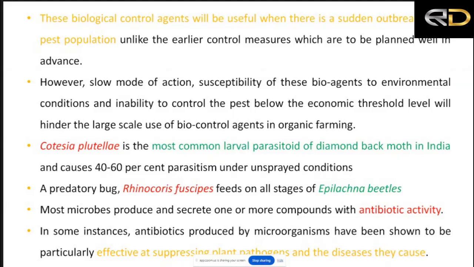Because biocontrol agents are useful when a sudden outbreak occurs, then we check what we should be doing. So this is just a specific example. Like diamondback moth is a very notorious pest. So if we are giving Cotesia plutellae, it is the most common larval parasitoid. They will be attacking the diamondback moth and that is how it is controlled. Then another example is Rhynocoris fuscipes. They also feed on all stages of Epilachna beetles, and the Epilachna beetle is also one of the very havoc-causing pests. So these are all some examples.